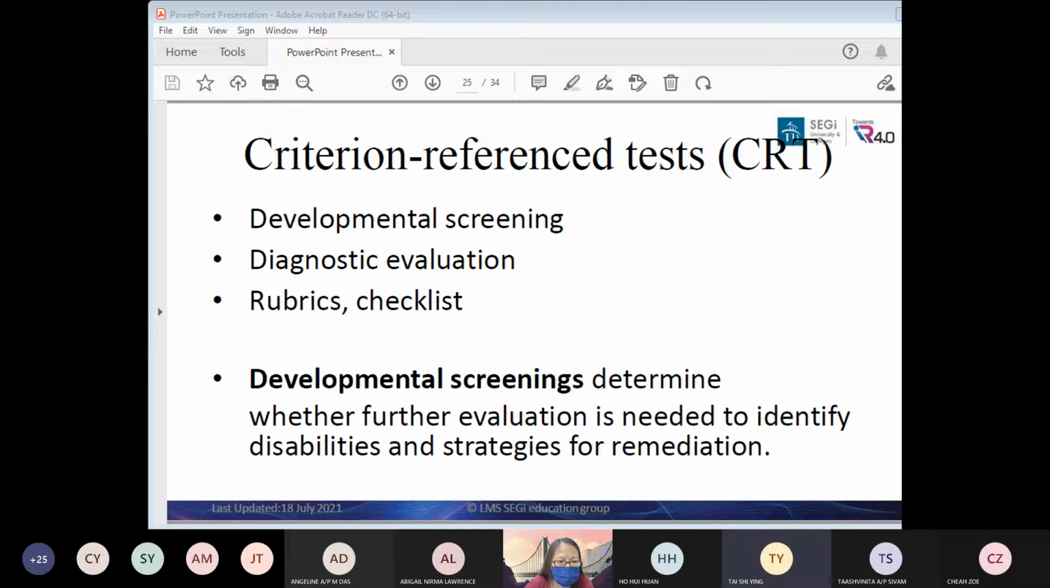Rubrics as a checklist evaluation tells how a person performs, how well you perform based on the criteria given. Developmental screening is to identify disabilities and strategies for remediation, to remedy people who have issues, who have disabilities. So you give them a remedy after the screening, to see how well they have developed in a certain area. So is there any need for extra special needs? Is there any special need? Any special services needed?